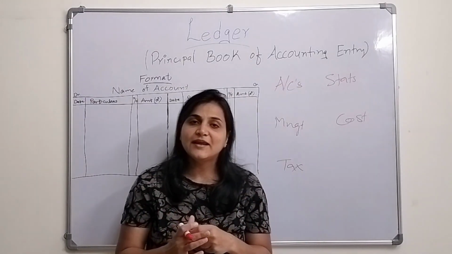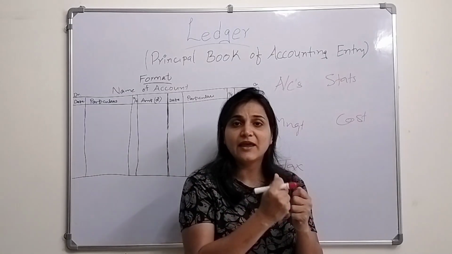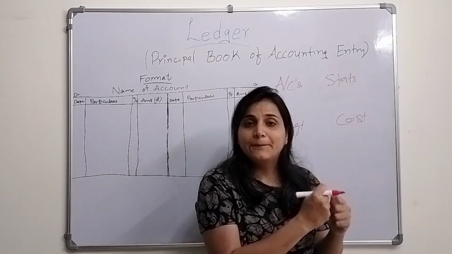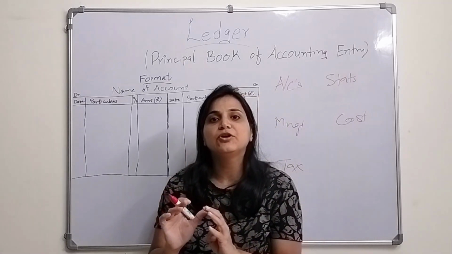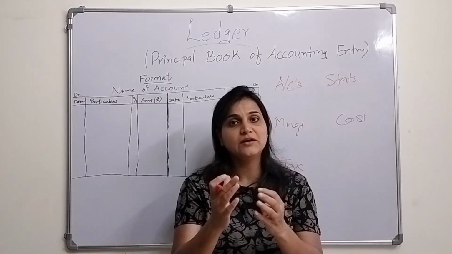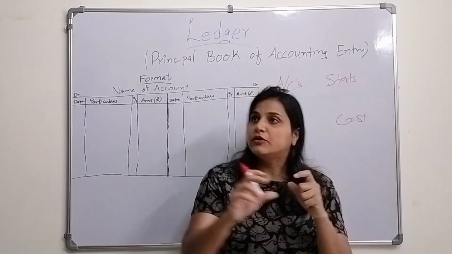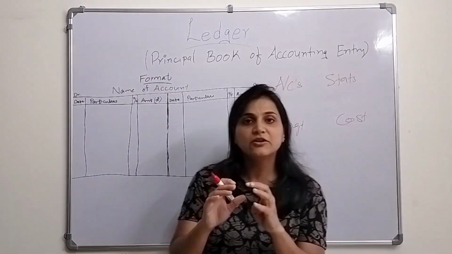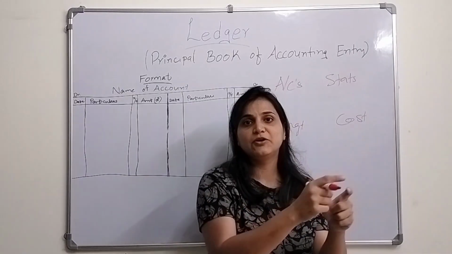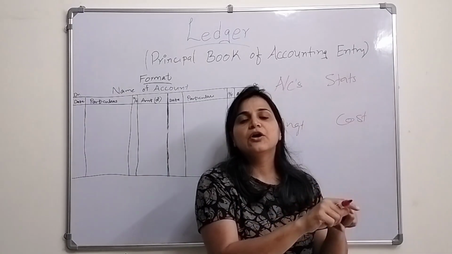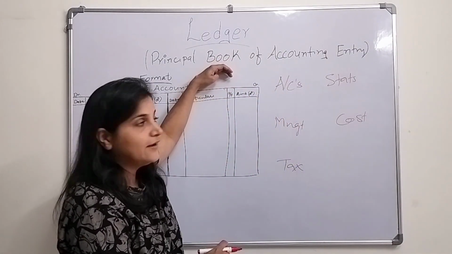Now organizations prepare separate sheets, separate binders. Every account is on a different page, and on that page they get the detailed summary of that particular account. Big organizations even keep a code for each account, so that it becomes easy for them: this particular account belongs to this particular code. So that is called ledger posting.